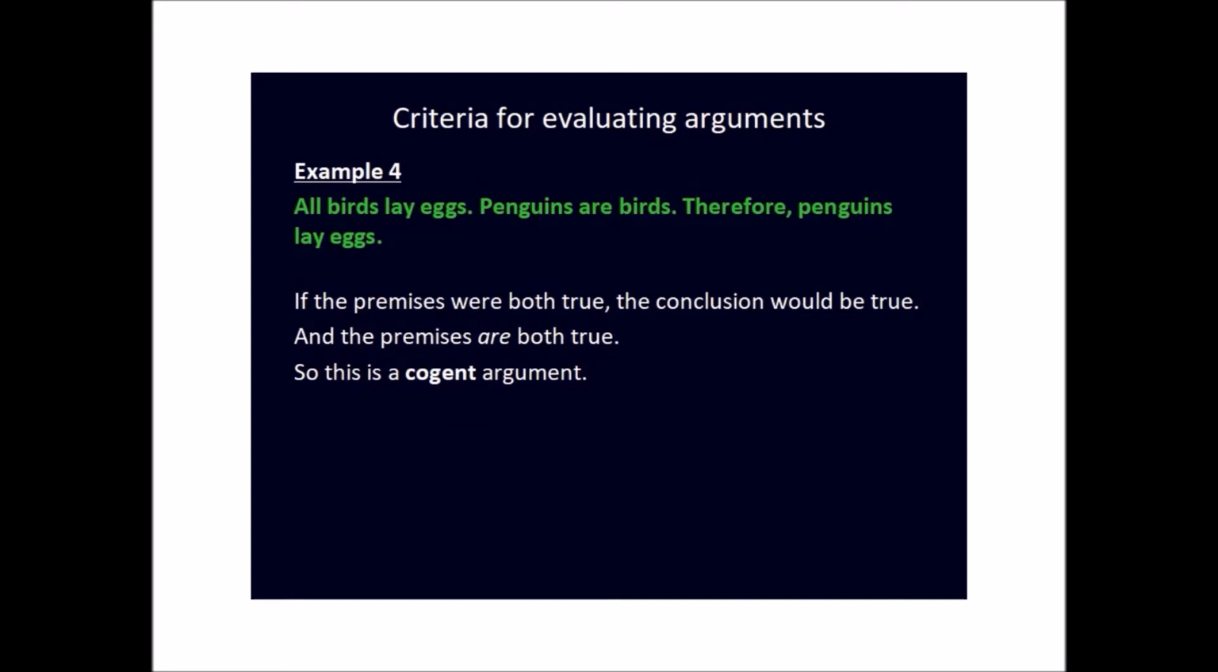Here's a final example where everything goes right. A simple example. All birds lay eggs, and penguins are birds, therefore penguins lay eggs. Well, in this case, the premises support the conclusion. If they were true, then the conclusion would have to be true too. If all birds lay eggs and penguins are among the birds, then penguins lay eggs. And in this case, the premises really are true. Penguins are birds, and birds really do all lay eggs. So this is a cogent or successful argument. It's an argument which succeeds in establishing its conclusion.